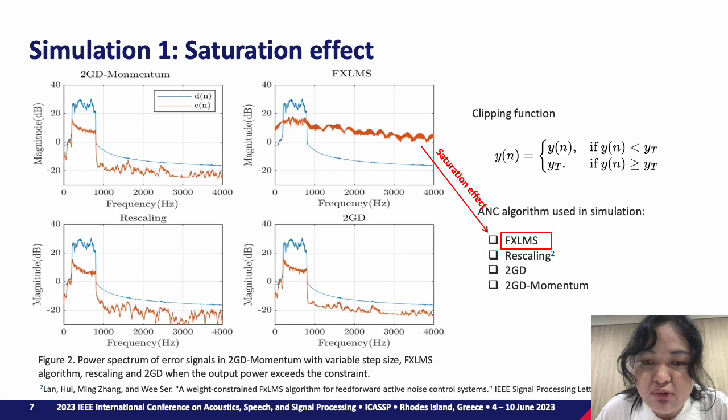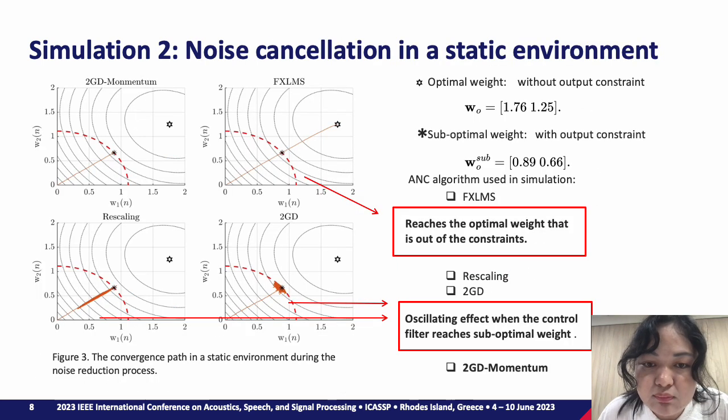From the result, we can see that with the output constraints, the rescaling and the 2GD momentum algorithms have cancelled the saturation effects, whereas the FX-LMS caused serious saturation effects in the simulation.